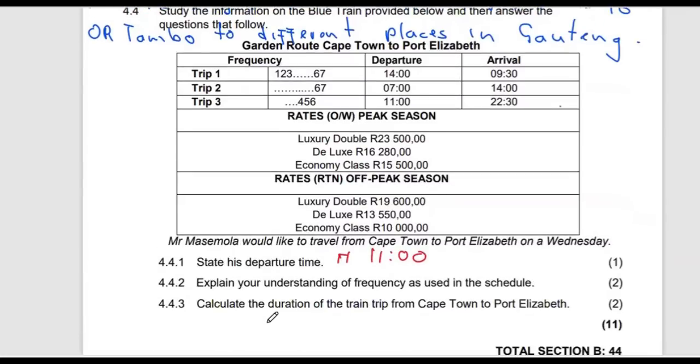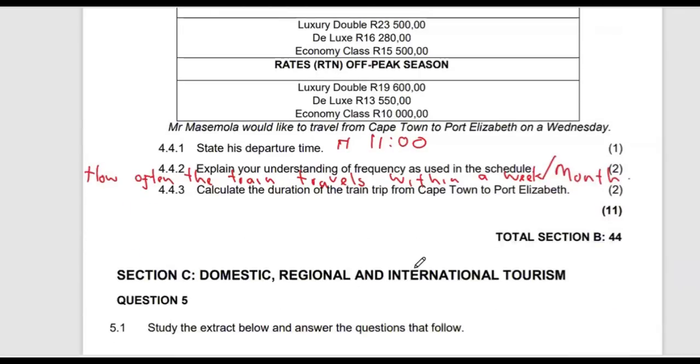Then explain your own understanding of the frequency as used in the schedule. So frequency, it's how often the train travels within a month or within a week. How often, how many times does it travel in a particular direction or in a particular route? So that is what is meant by the term frequency.